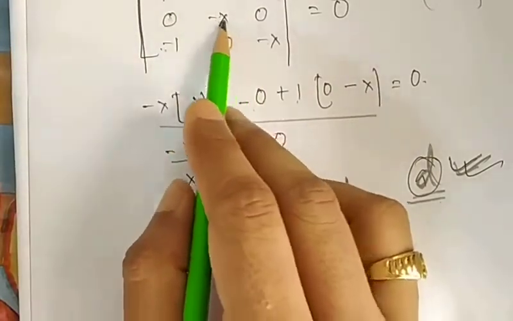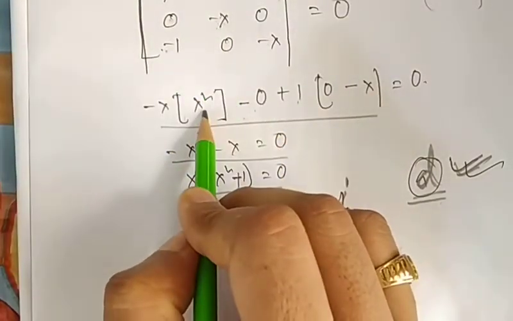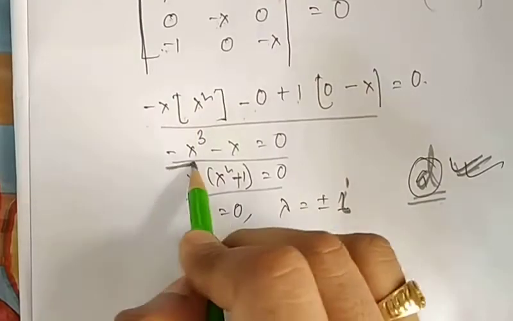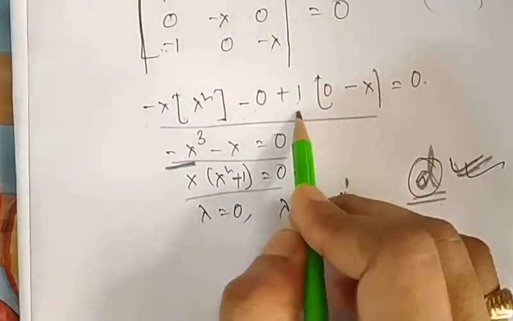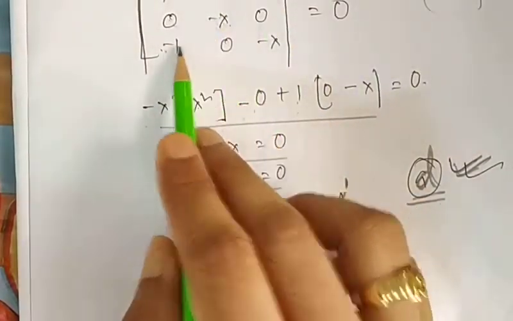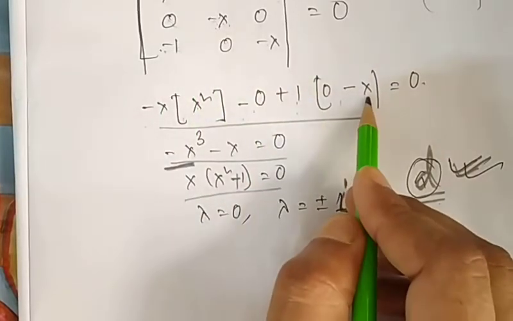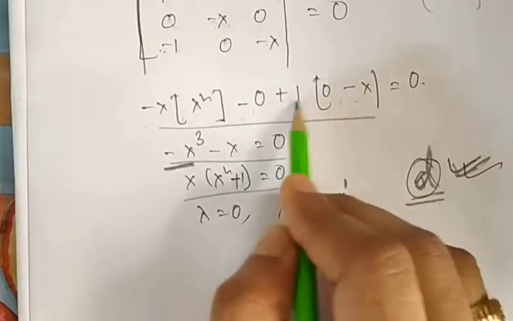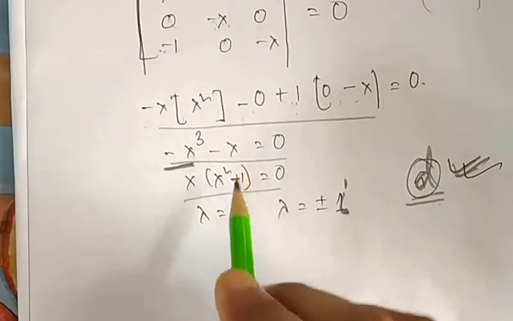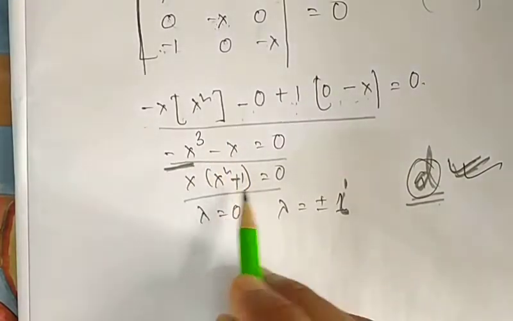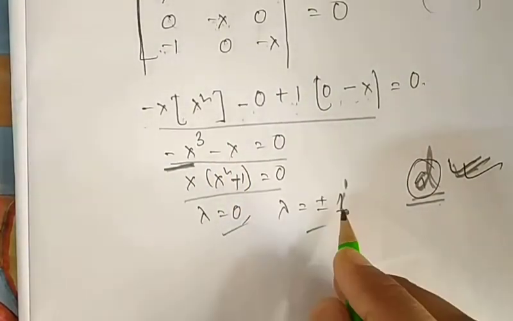Cross check it. This and this is alpha square. Minus alpha cube, this is okay, 0, this is plus 1, 0, minus, and minus 1 is plus alpha. So minus alpha cube, minus alpha square. Done. So this is okay.